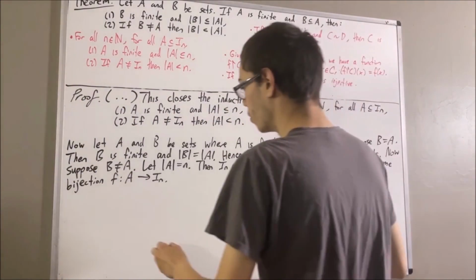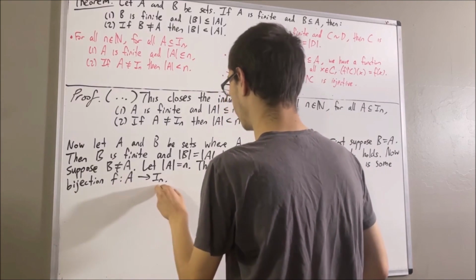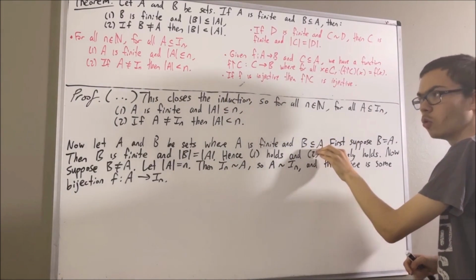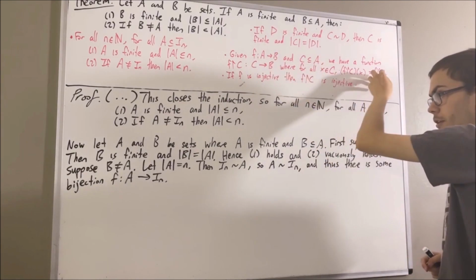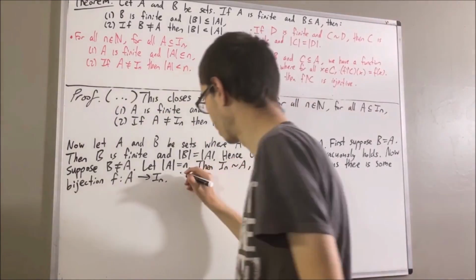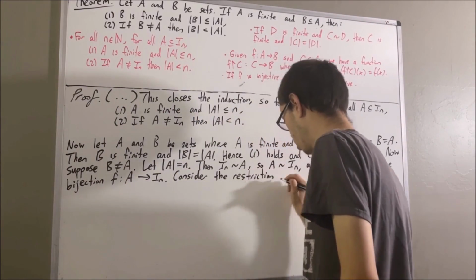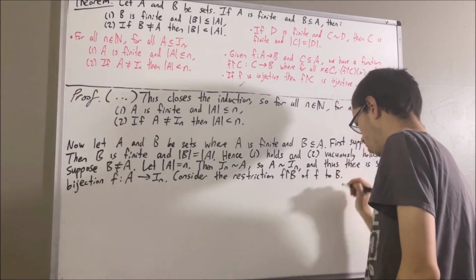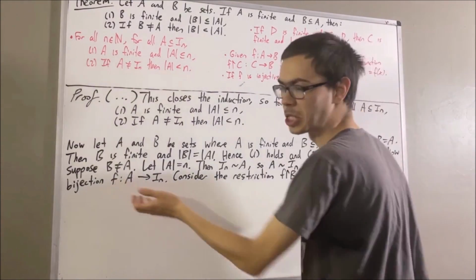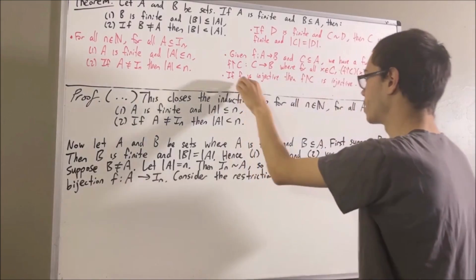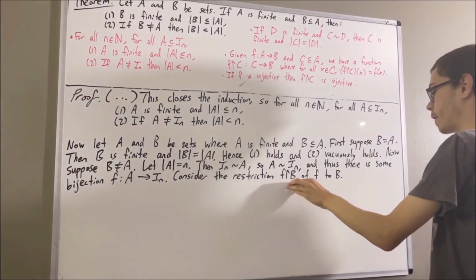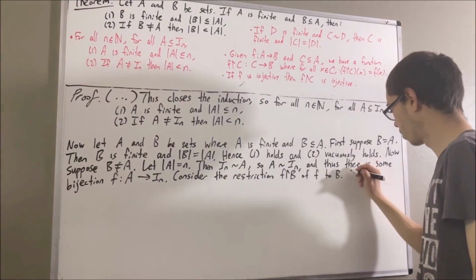Now, notice we have a function from A to In, and B is a subset of A. So from what we have written here, we can consider the restriction of F to B. Because F is bijective, we know that F is injective. And from our second fact, we know that since F is injective, the restriction of F to B is also injective.